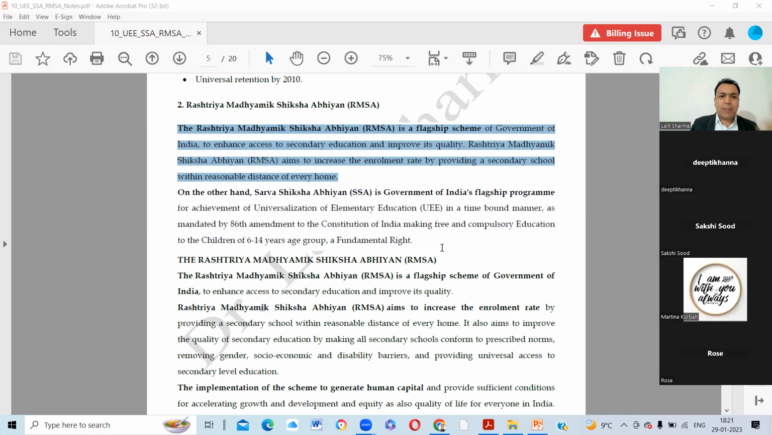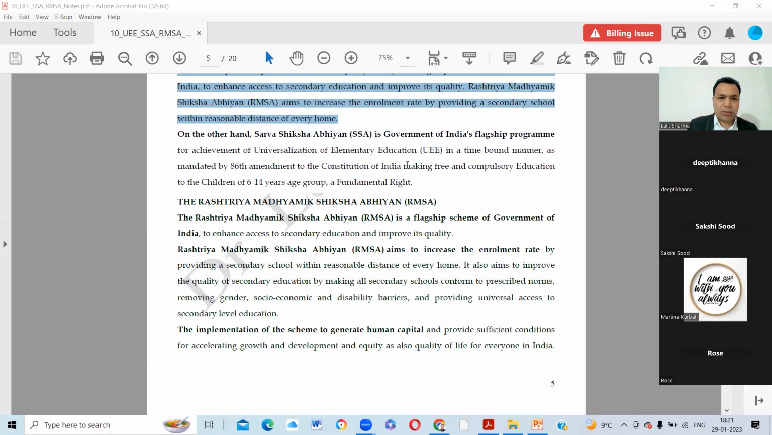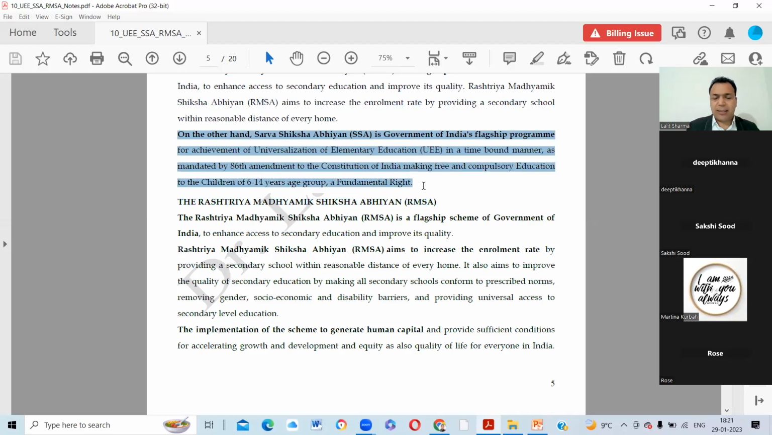RMSA, Rashtriya Madhyamik Shiksha Abhiyan. What is the purpose of that? Now you can see, see this paragraph. I have written this thing, which I have explained. On the other hand, SSA is the Government of India's flagship program for achievement of universalization of elementary education in a time-bound manner, as amended by the 86th Amendment of the Constitution of India, making free and compulsory education for children from 6 to 14 years of age a fundamental right.